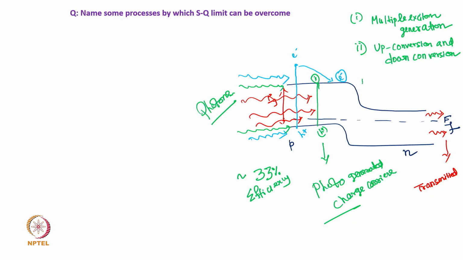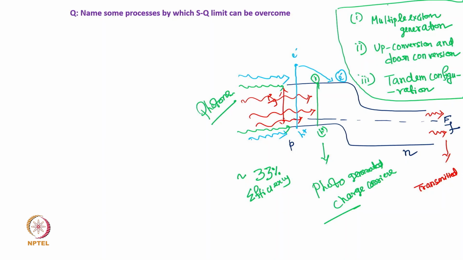And the third one which we have discussed is the tandem configuration. And what we have seen in case of tandem configuration, one can go to very high efficiency, even as we have seen, the prediction is almost reaching up to 50% efficiency of solar cell. So, what is tandem configuration?